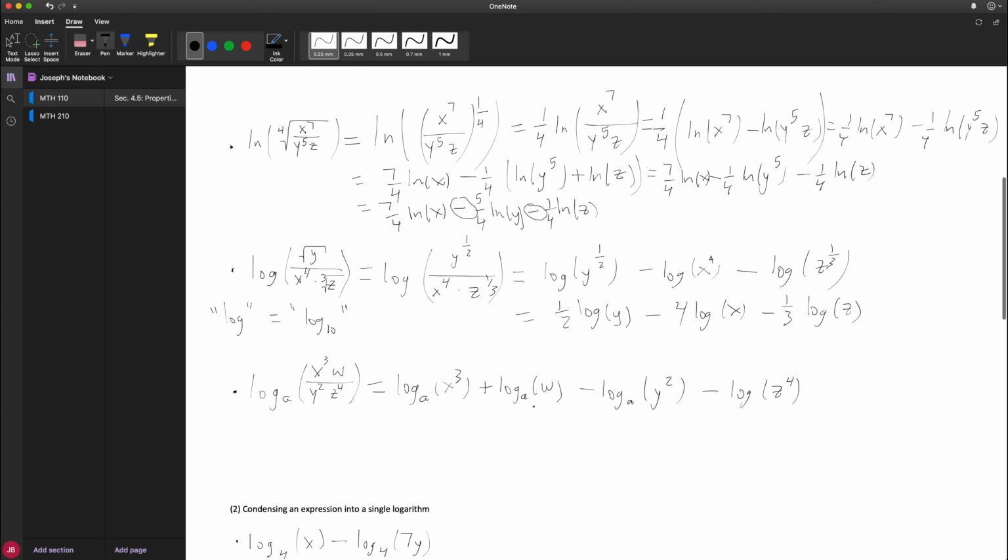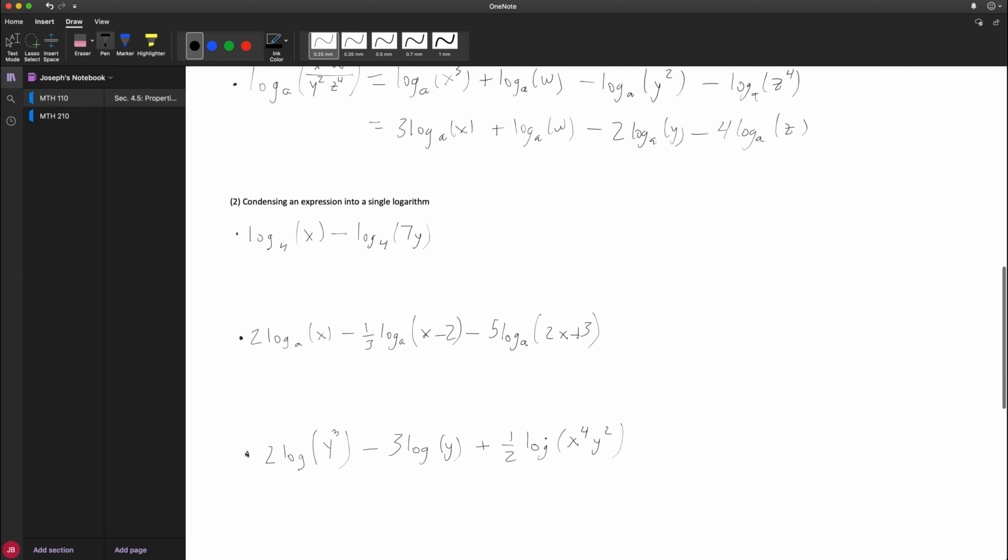And now we just use property 3 to bring down those exponents there. So this is 3 log base a of x plus log base a of w minus 2 log base a of y minus 4 log, sorry, this should be base a of z. So that's it for those type of problems.